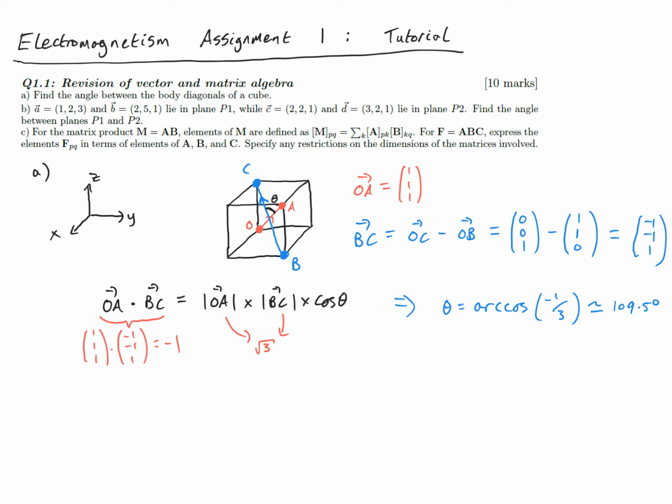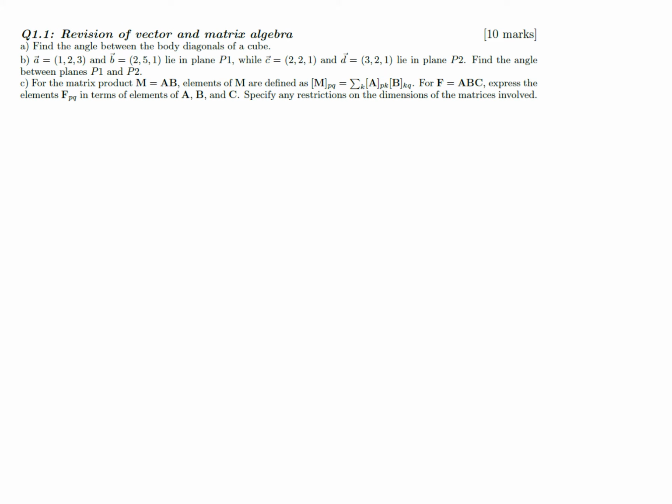If I was talking about the other angle, let's draw it in here, this one, let's call that phi, then phi is just 180 minus theta, which is something like 70.5 degrees. Good, so that's it. All of that was supposed to just be a bit of revision about vectors and dot products. Okay, so let's continue on with part B.